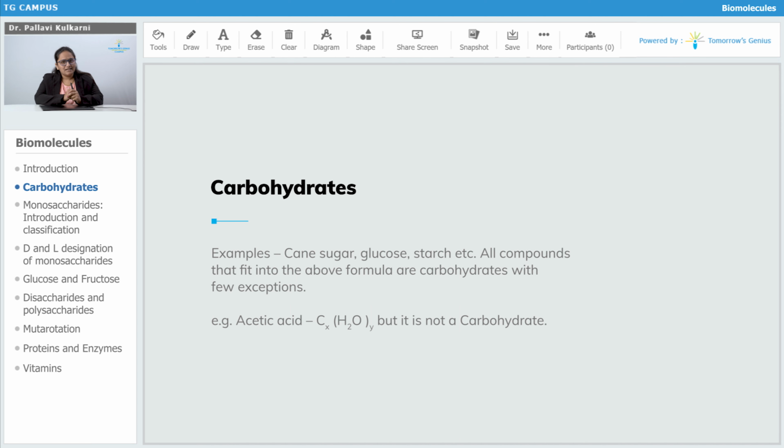The acetic acid formula is CH3COOH. If we write it in the form of CH3, C double bond O, OH, that is a carboxylic acid. If we want to write or express this formula in this way, C2H2O twice, it also obeys the formula for carbohydrate, but it is not a carbohydrate. We all know it is a carboxylic acid, which is totally different from carbohydrates. So this is one of the exceptions.